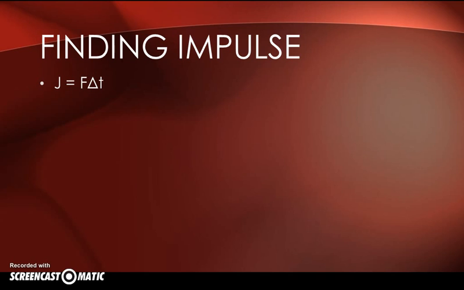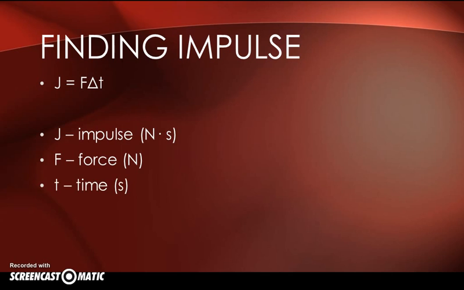Now, you won't always have a change in time. I may just give you that it takes 21 seconds. Or I may tell you that you start at 5 seconds and go to 10 seconds. Then your change would only be 5 seconds. So keep that in mind, just like we've done since the beginning of the semester. So J, that's your impulse, newtons times seconds. F, that's your force in newtons. And T, that's your time in seconds.